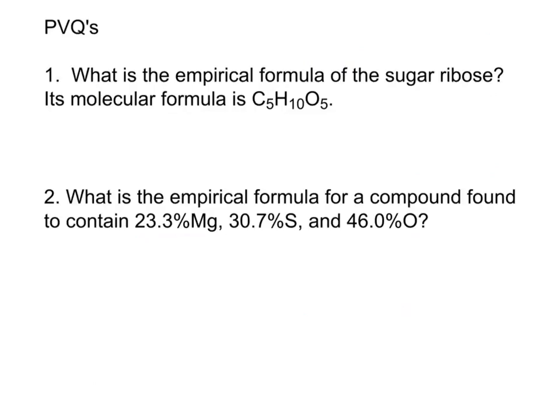So remember our little poem: percent to mass, mass to mole, divide by small, then multiply until whole. At least see if you can set that one up and work it out. See if you can figure out whether it's MgSO4 or MgSO3. And we'll see how you do next time.